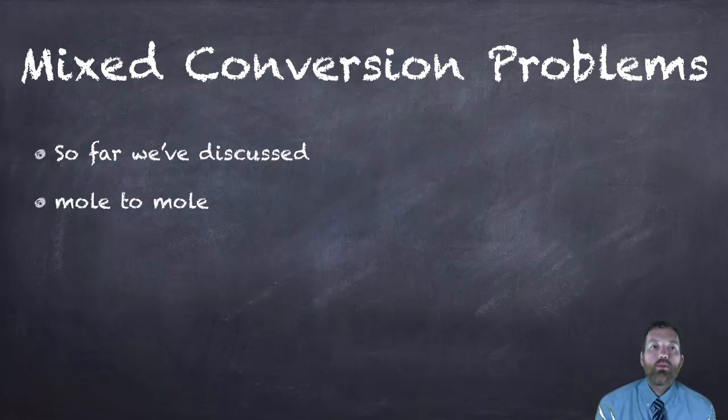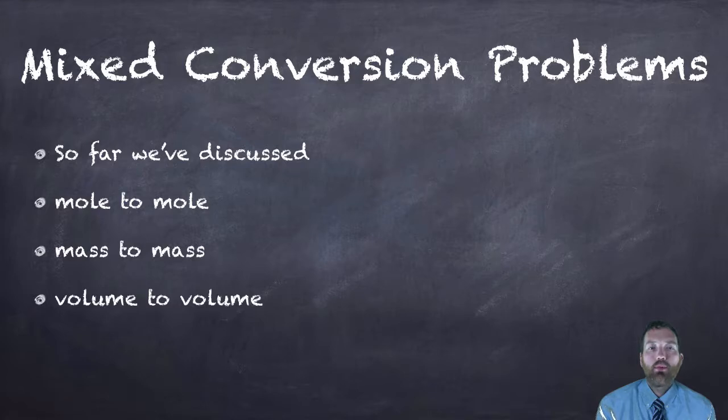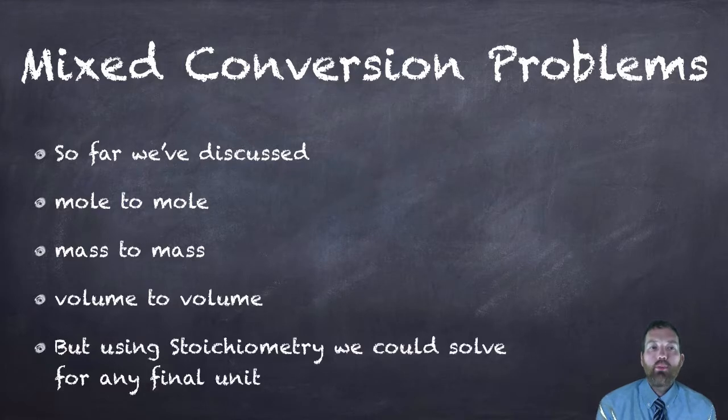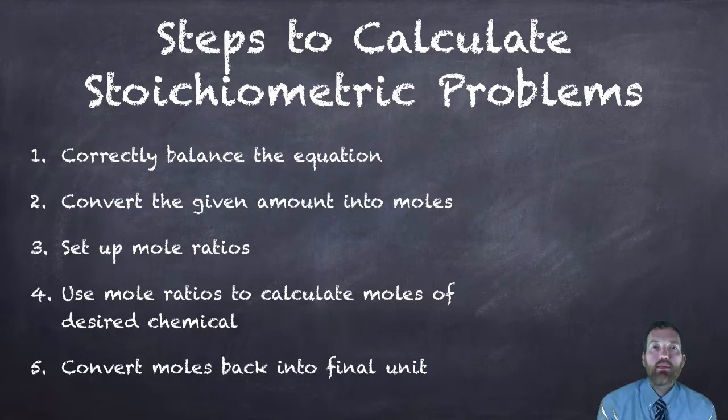So far, we've discussed mole-to-mole, mass-to-mass, and volume-to-volume conversion problems. But by using stoichiometry, we could solve for any final unit. It doesn't always have to be the same final unit as the type of unit that we started with. So let's remind ourselves of these steps to calculate any stoichiometric problem.